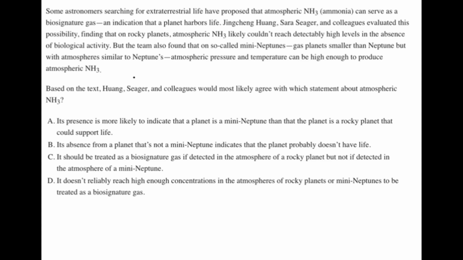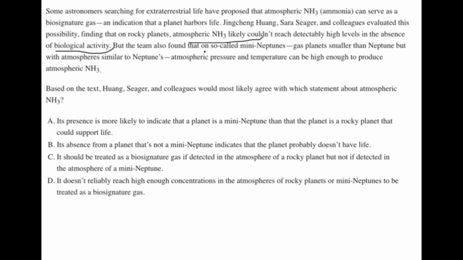Now, based on this text, we can see on most planets, if there's ammonia and it's detectable, there's probably going to be biological activity. So there's a relationship between ammonia and biological activity and living things.